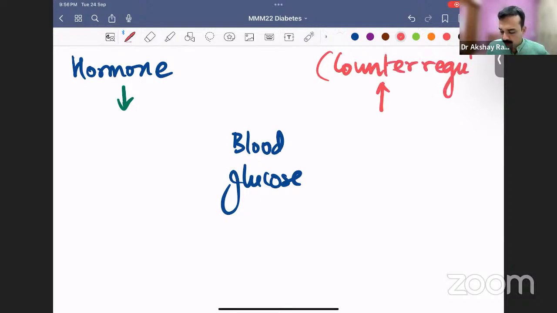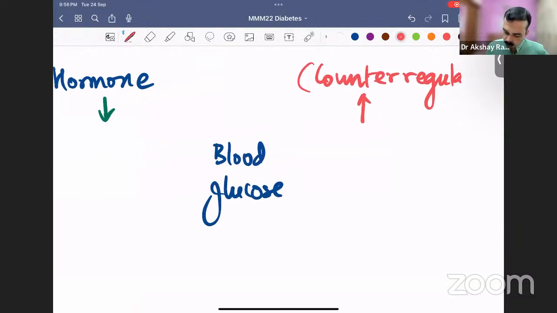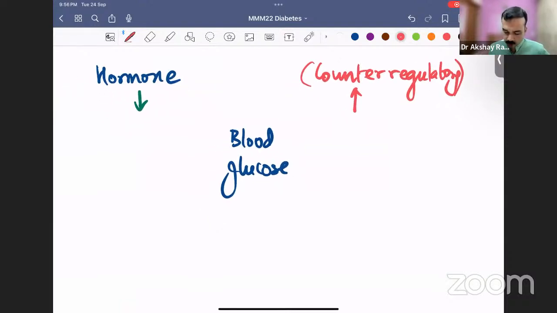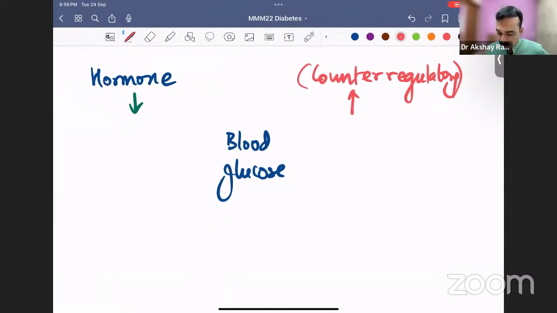Counter insulin hormones. Which is the chief counter regulatory hormone? That means when there is hypoglycemia, which hormone will react the fastest to try and raise the blood glucose levels? Glucagon. Excellent, Dhruvi. So glucagon is the chief counter regulatory hormone. Excellent, Samay.